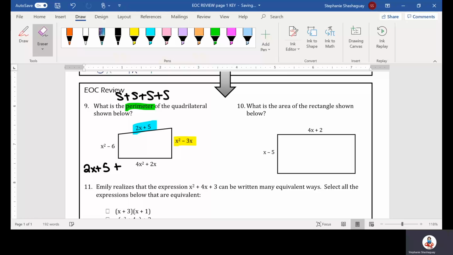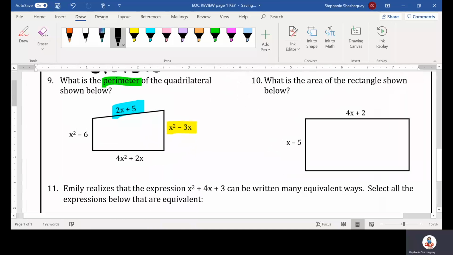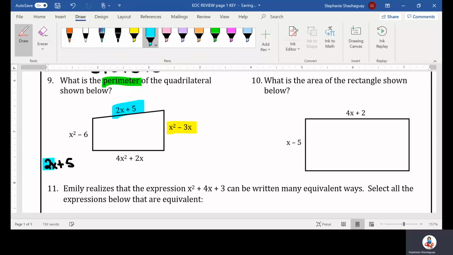I'm going to zoom in so I can have a little bit more room. All right, so 2x plus 5. Then I'm going to add x squared minus 3x. Then I'm going to add 4x squared plus 2x.